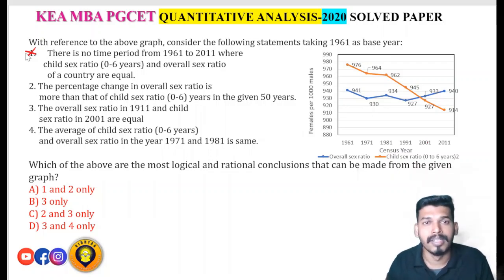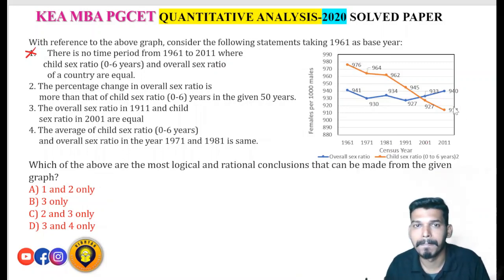Second statement: the percentage change in overall sex ratio is more than that of child sex ratio in the given 50 years. If they say the percentage change in the overall sex ratio is higher, right? 941 has become 940, so the percentage change is not high. But look at the child sex ratio: 976 has become 914, right?